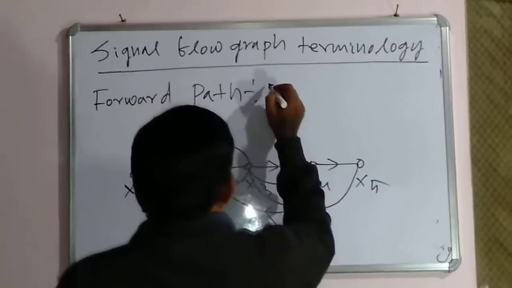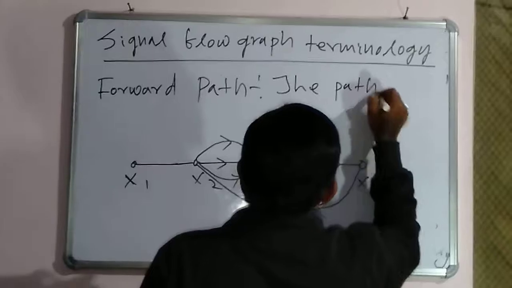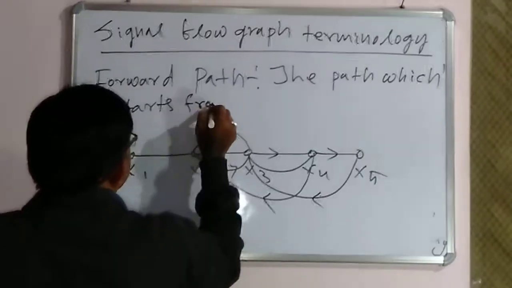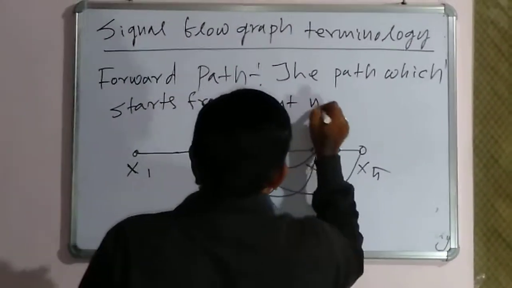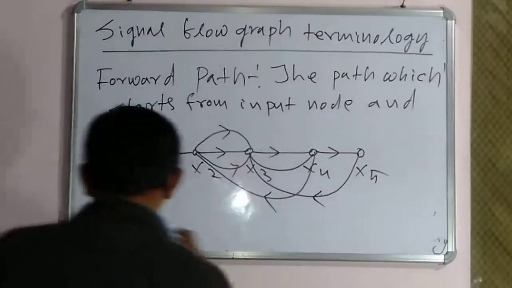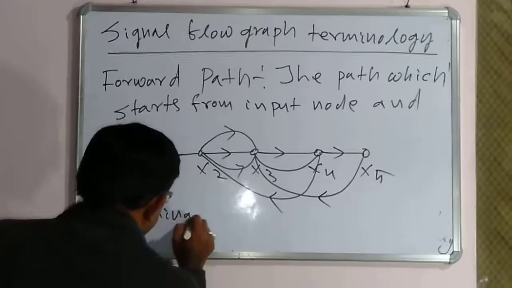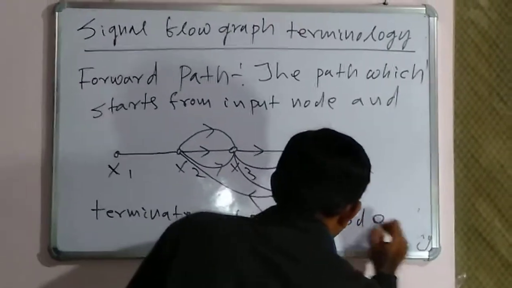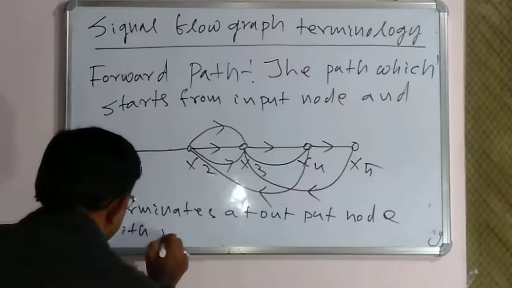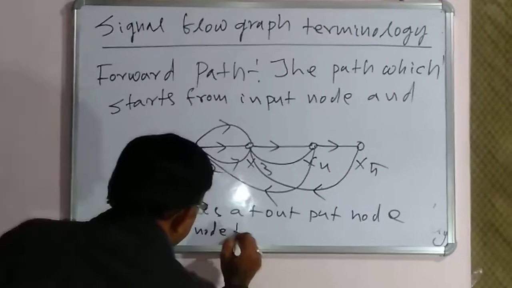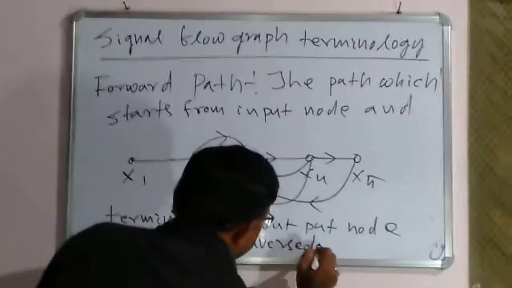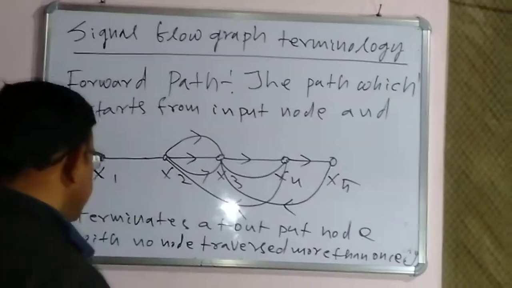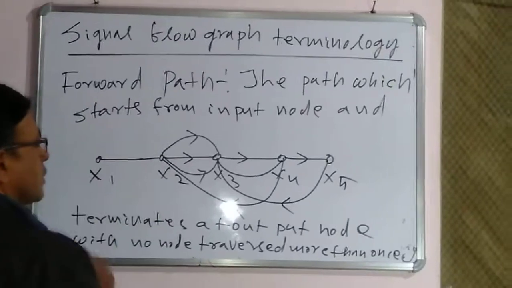So the forward path is nothing but the path which starts from the input node and terminates at the output node with no node traversed more than once. It means what? So let us find one.